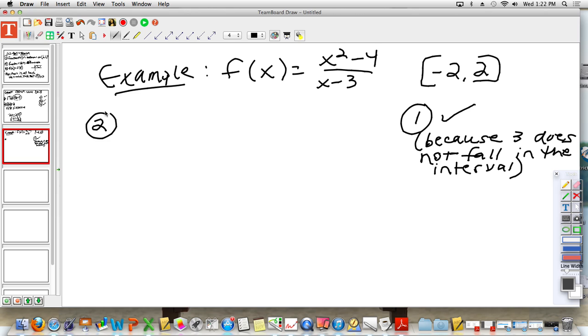Number 2, we have to find the derivative. So is it derivable? That was supposed to be funny.